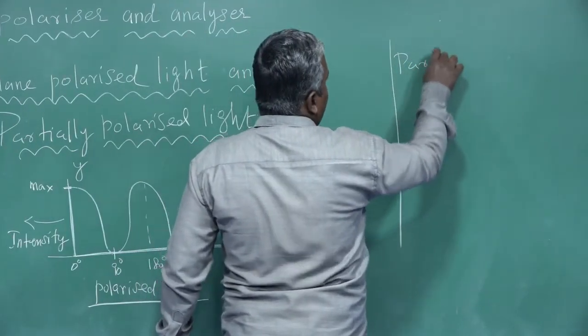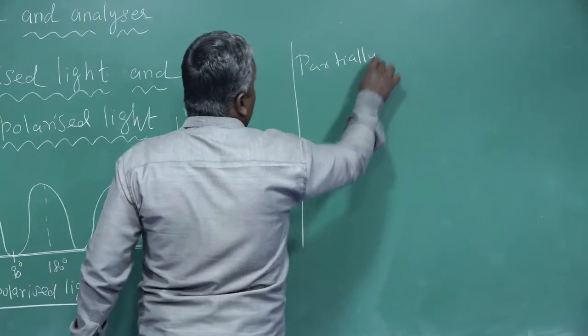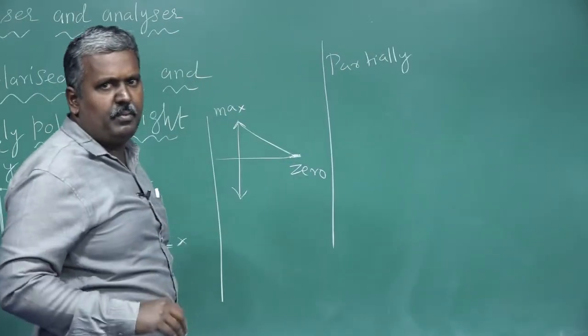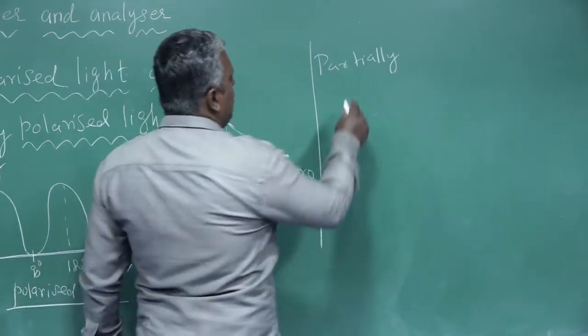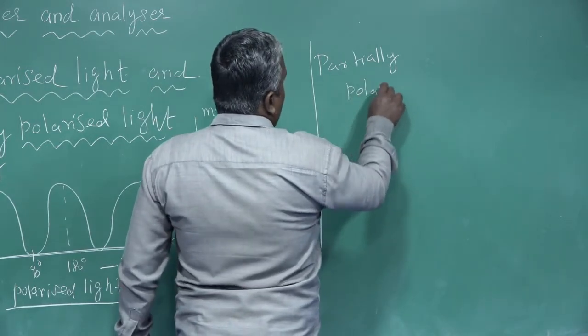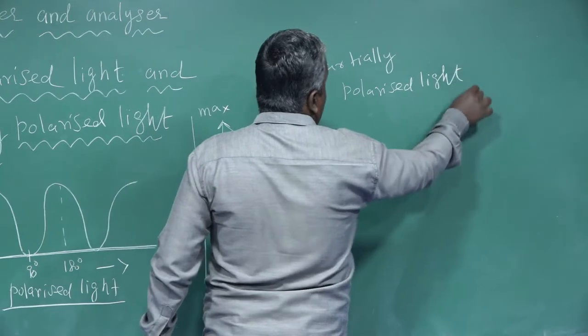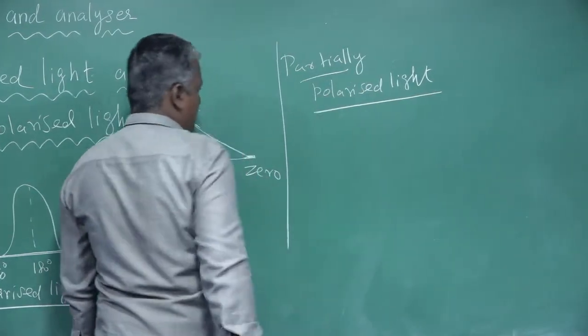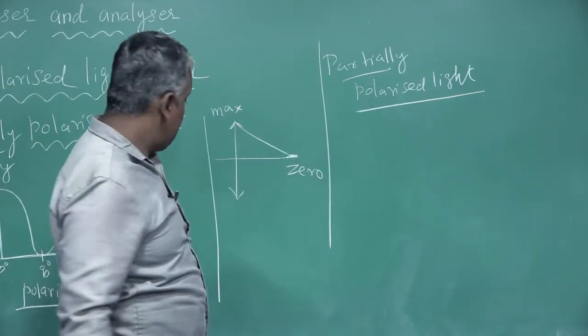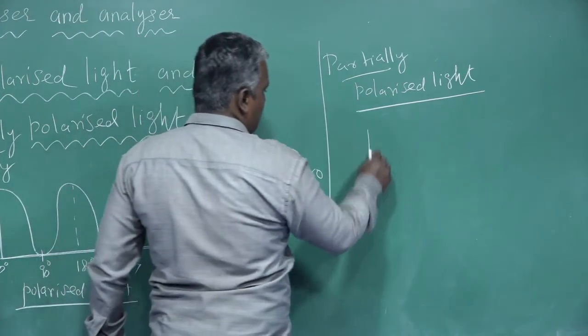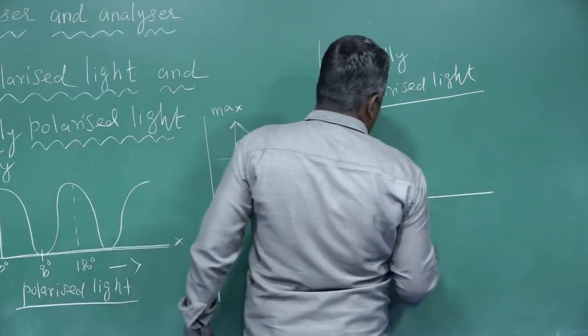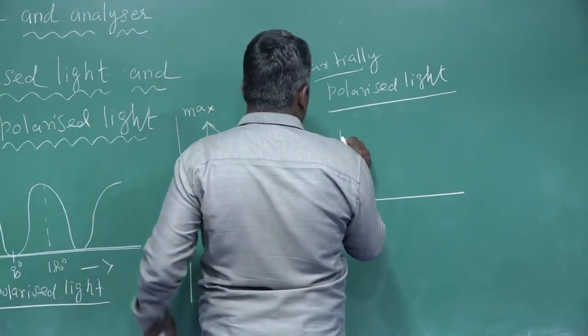Then come here. Partially, in Tamil, pagudi. Partial means pagudi. Partially polarized light. Same diagram, but with a simple correction from the first diagram. Listen here.